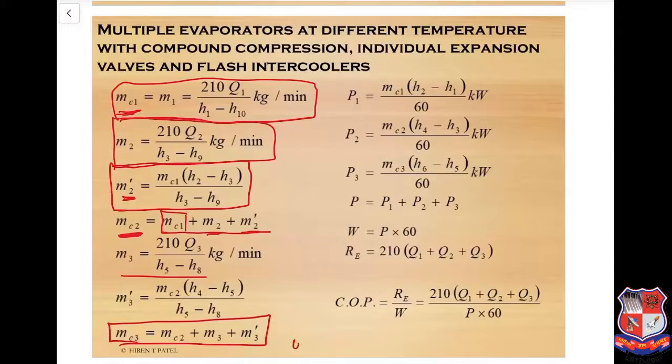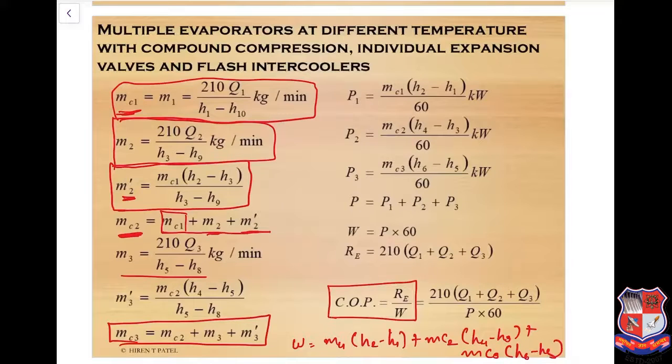So W will be MC1 (H2 minus H1) plus MC2 (H4 minus H3) plus MC3 (H6 minus H5), and COP is the refrigerating effect divided by work done, and the refrigerating effect is 210 (Q1 plus Q2 plus Q3). So this is the system which utilizes the flash intercoolers, and the benefit of that is the size of the compressor can be reduced.